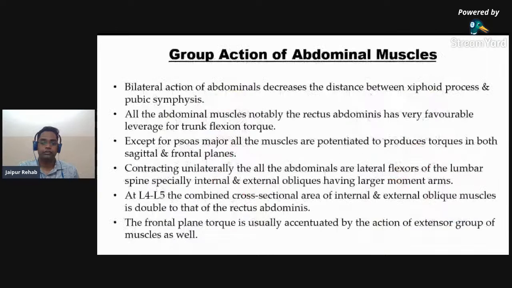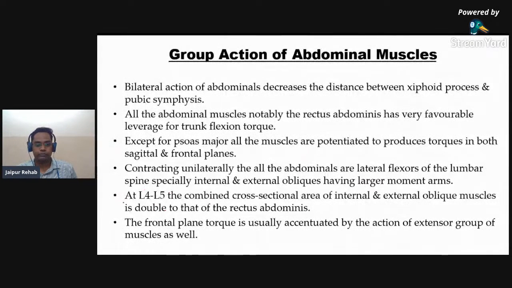All right. So always remember this. Now, group action of the abdominal muscles. How do they work conjointly? Bilateral action of the abdominal muscles decreases the difference. That is, flexion is what they do. All the abdominal muscles, notably the rectus abdominis, have very favorable momentum, except for the psoas major muscles. All are potentiated to produce movement in both lateral frontal planes.